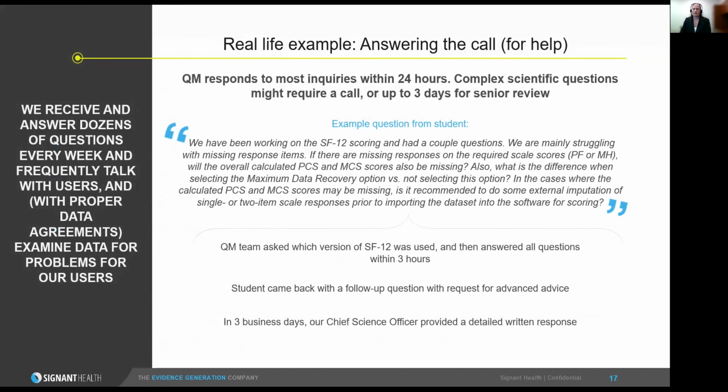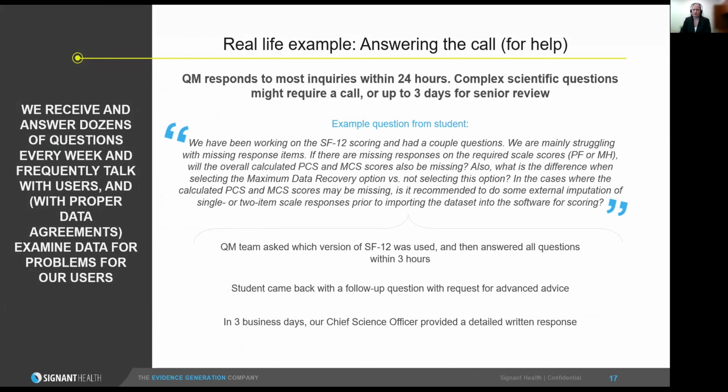An example of answering the call for help, we respond to most inquiries within 24 hours. Some complex scientific questions might require a call or up to 3 days for senior review. And this is when it gets to our science team. So sometimes people go to the wrong group or something, but once it comes to us, we are very fast to turn around a question.